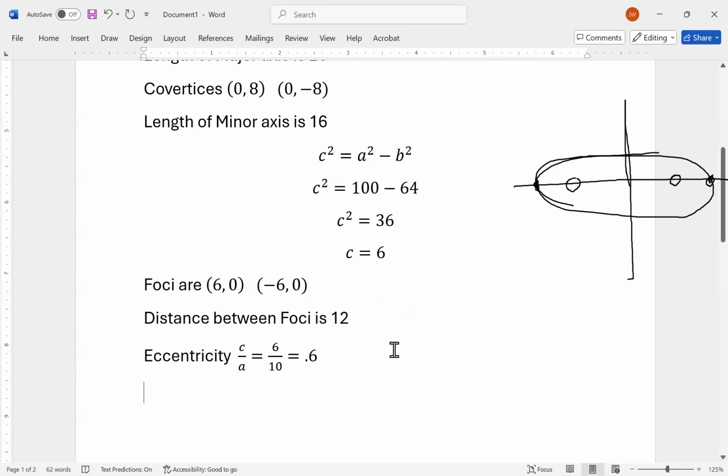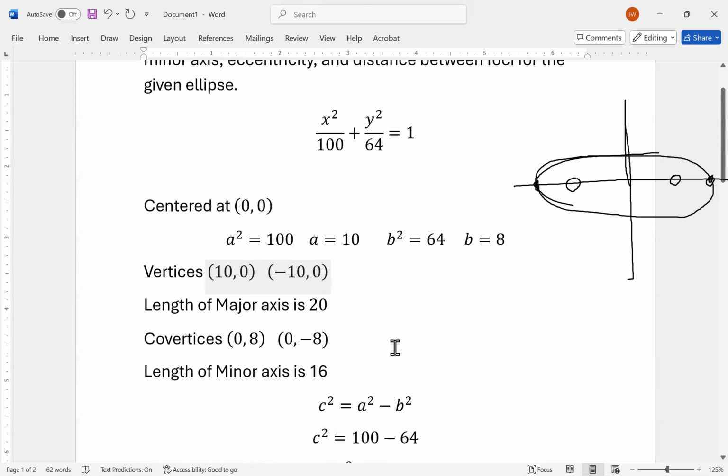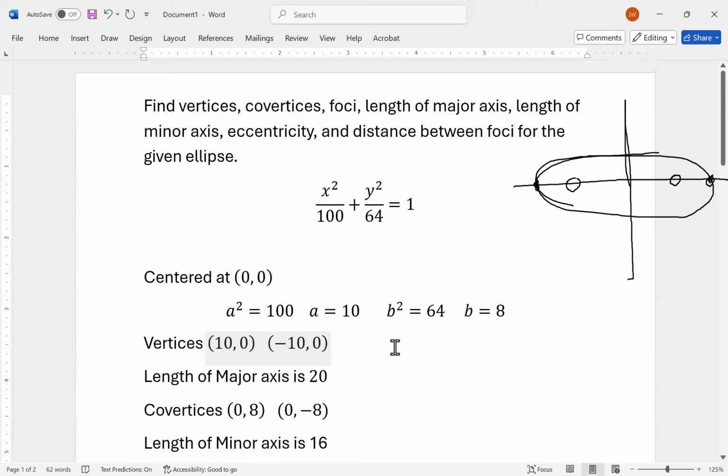So there you go. There are all of the different features of this ellipse. I like to draw a mini drawing just so that I can keep things in my head straight. Again, if you're moving left and right on the major axis versus up and down on the major axis.